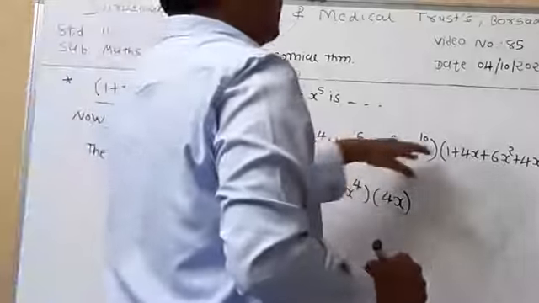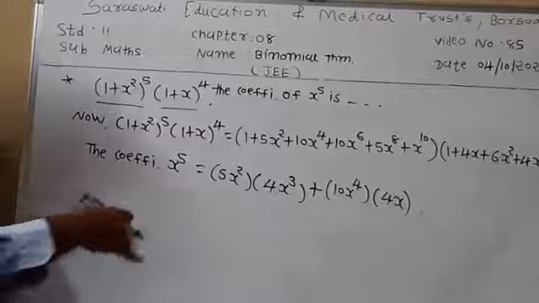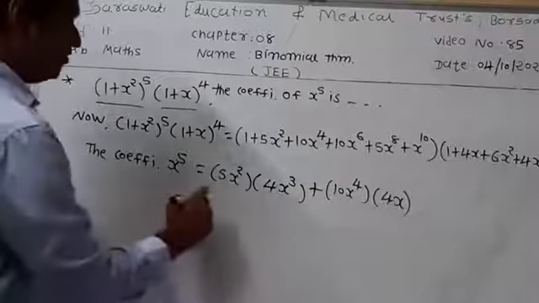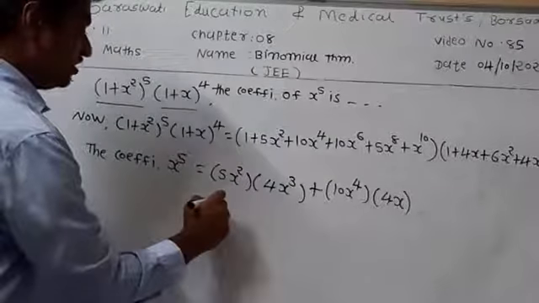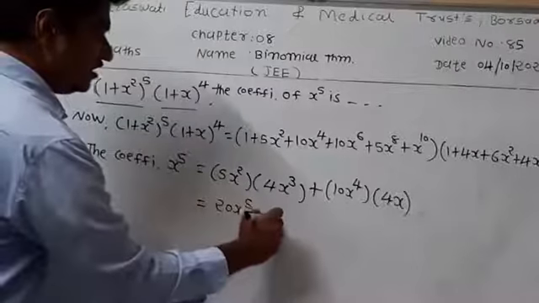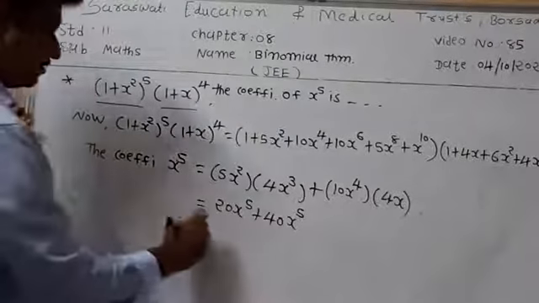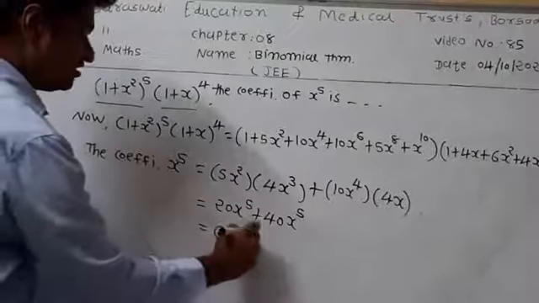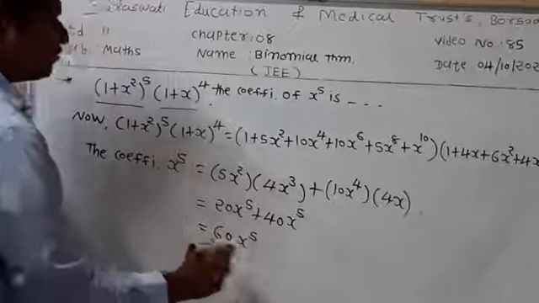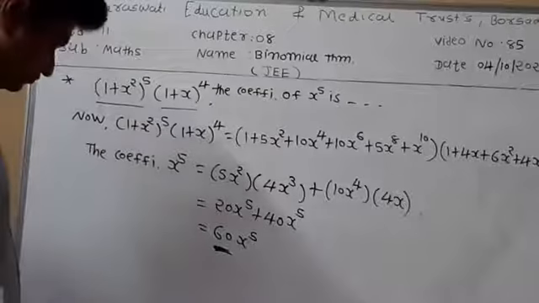Now here power 6 is present, so only 2 terms are present, so the power is x raised to 5. So 5 fours are 20 x raised to 5, plus 10 into 4, 40 x raised to 5. So that means 60 x raised to 5. So our question was to find the coefficient of x raised to 5. So the total is 60. Here we go.